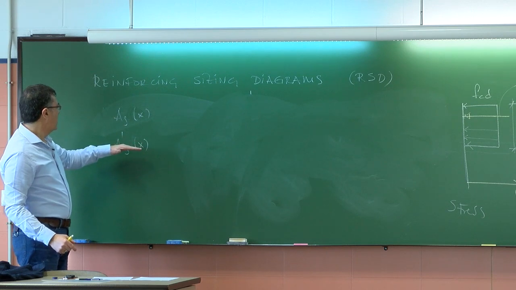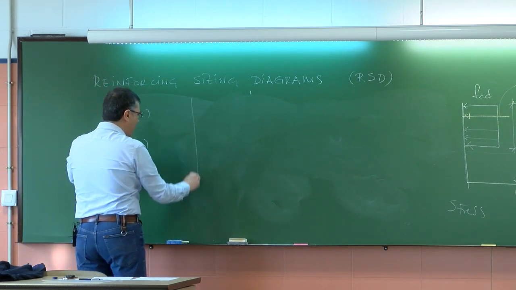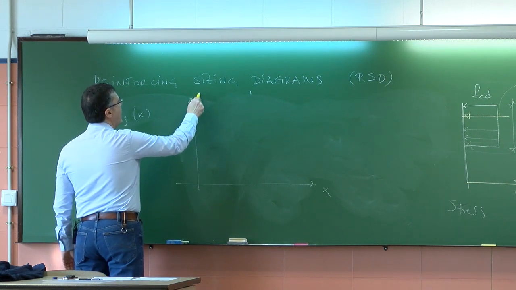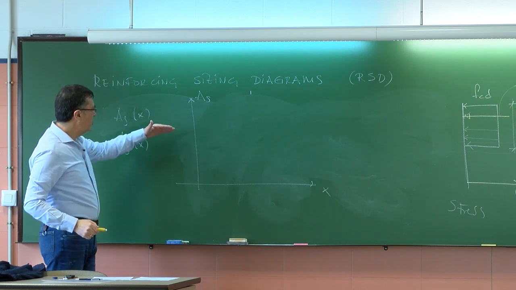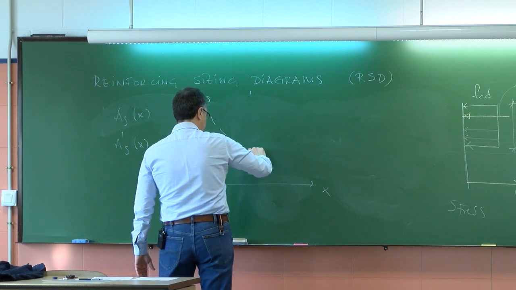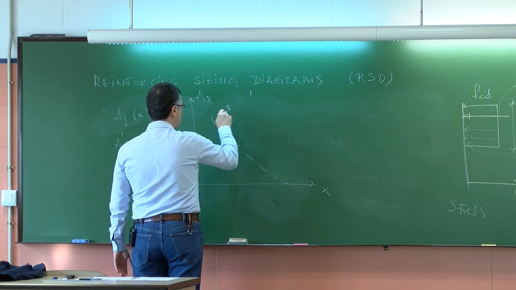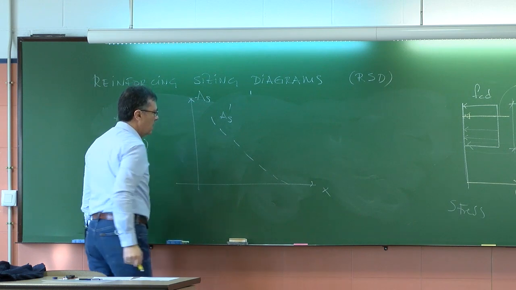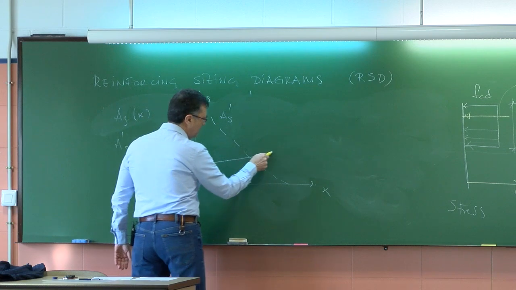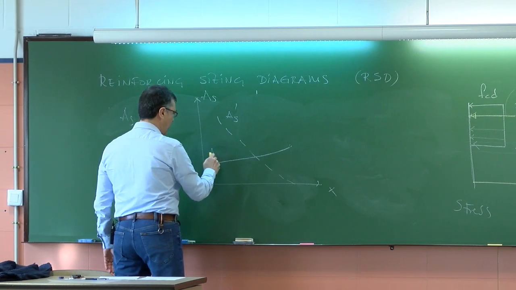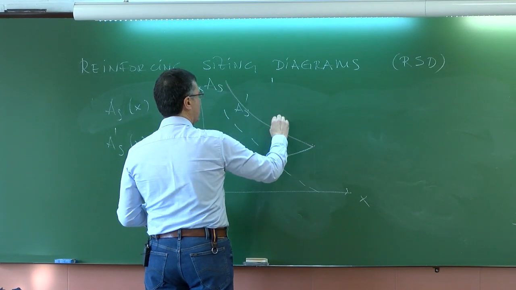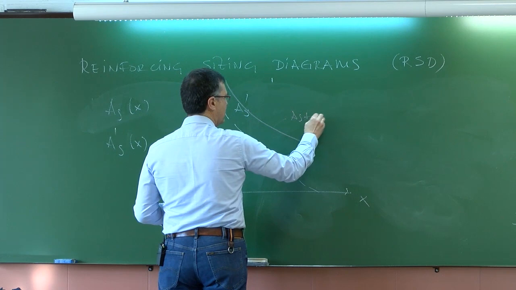There's not much interest. The idea is that you can plot here x, and here you can plot the area of steel. We are going to have three plots. One, for example, is AS prime, which can be like this. We can also have, for example, this, which can be AS. And then the summation of the two of them can be like this. So this is going to be AS plus AS prime.